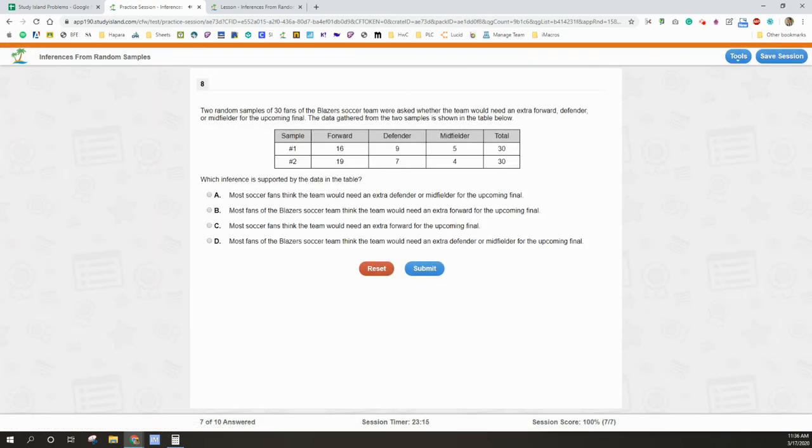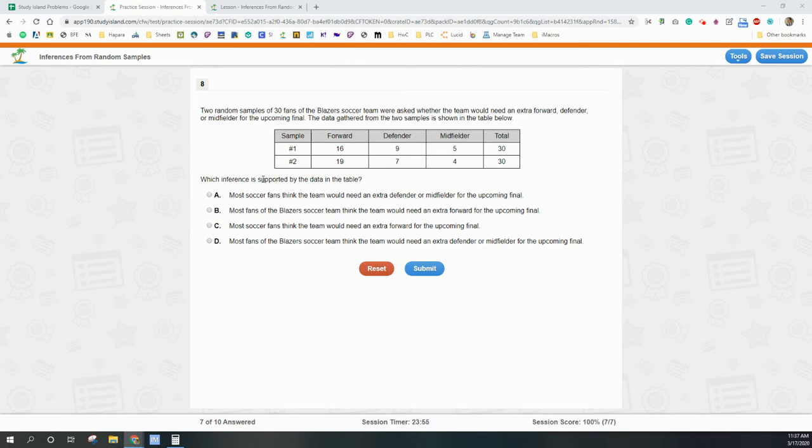Okay, next problem. 2 random samples of 30 fans of the Blazers soccer team were asked whether the team would need an extra forward, defender, or midfielder for the upcoming final. In case you don't know, those are just 3 different soccer positions. The data gathered from the 2 samples is shown in the table below. So sample 1 had 16 people choose forward, 9 choose defender, and 5 choose midfielder. And sample 2 had 19 choose forward, only 7 choose defender, and 4 choose midfielder.